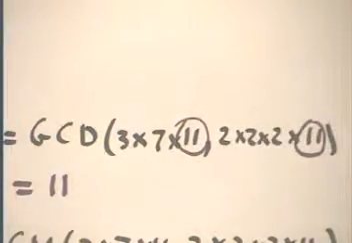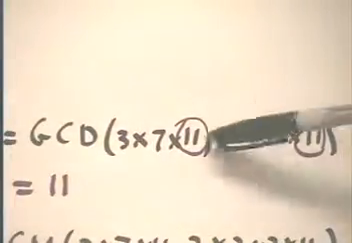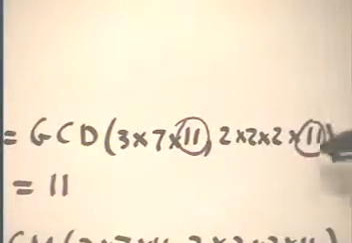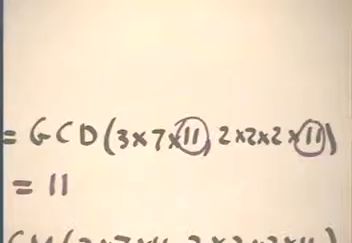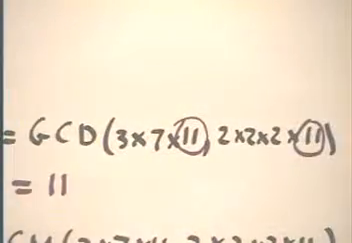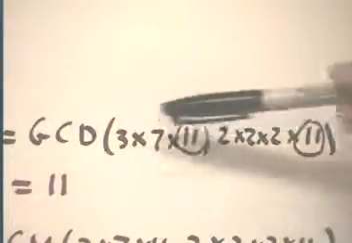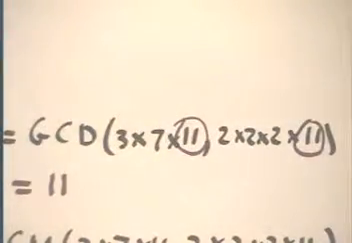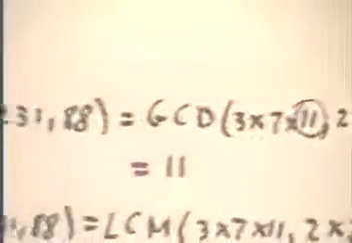Okay? What do these two numbers have in common? Well, we circle it. It's the 11 and nothing else. So 11 is the greatest common divisor. If there was more than just the 11, of course, we'd circle any other numbers that these two had in common, and we'd then multiply all the circled numbers together, and we'd get our greatest common divisor.